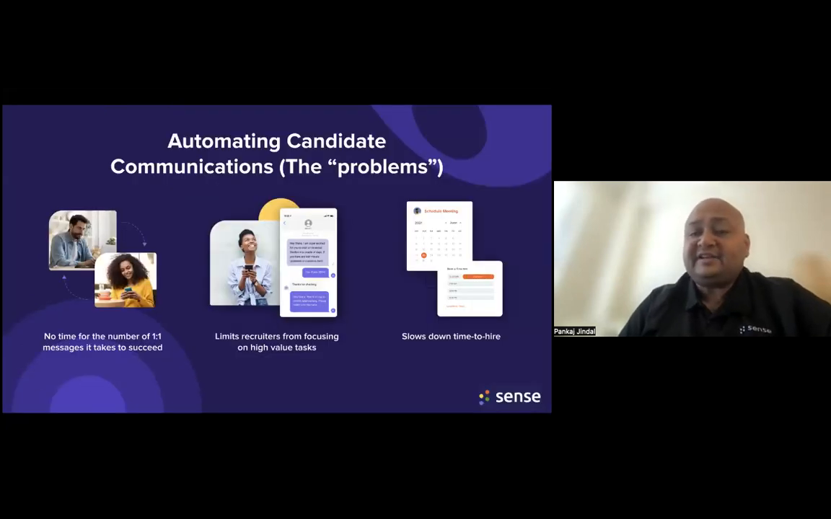All right, the next inefficiency we're going to talk about is automating candidate communication. And we can talk about this all day long because there are hundreds and hundreds of kinds of communications that you do with the candidate.